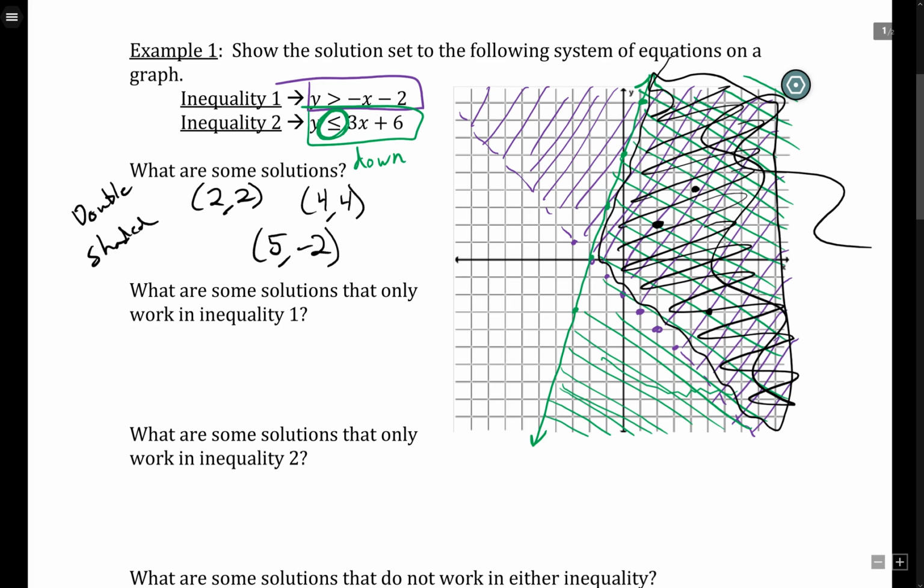Now, if you notice, we do have some points that contain only purple shading, and we have some points that contain only green shading. Points that contain only purple shading are points that work in this first purple equation, but don't work in the other one. So, what are some solutions that only work in inequality 1, but not inequality 2? That would be points like negative 2, 7, for example. Over negative 2, up 7.